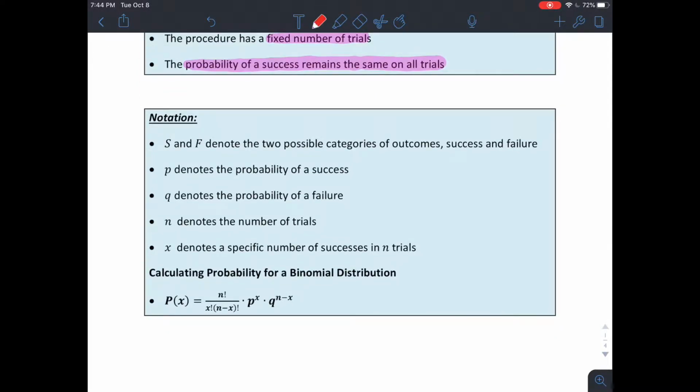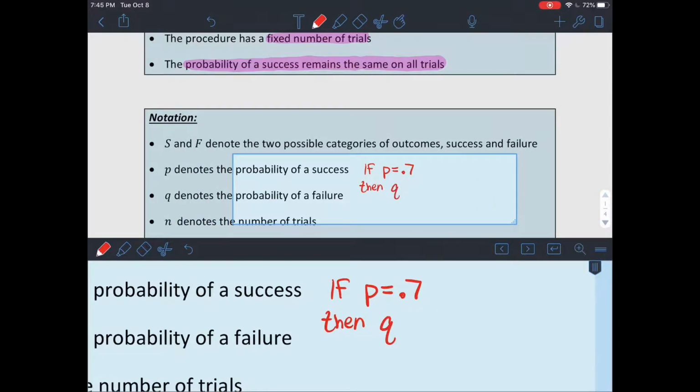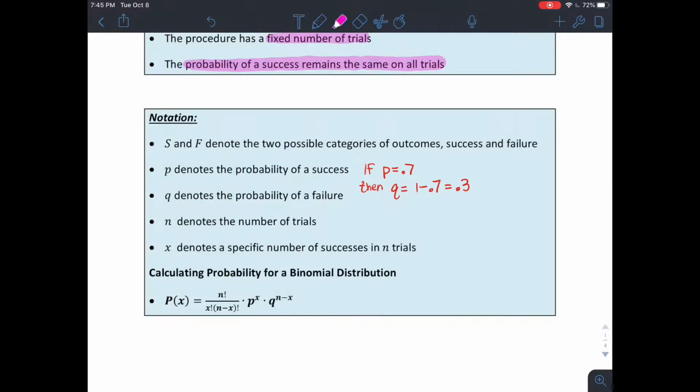A little bit of notation, so S and F stand for your two outcomes, success or failure. P stands for the probability of success. So say if the probability of success is 0.7, that means the probability of failure is the other option, 1 minus 0.7, which is called Q, the probability of failure. N stands for the number of trials you're conducting in your procedure. So if it's like flipping a coin 6 times, N would be 6. And X is the specific number of successes you're interested in finding the probability for.